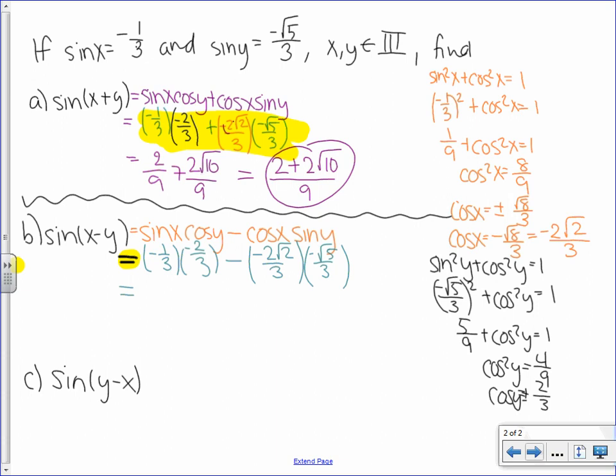So now we can just multiply. Negative 1 times negative 2 is positive 2. 3 times 3 is 9. Minus, and now I'm going to have the same thing. I'm going to have 2 times the square root of 10 all over 9. So now here I'm going to get 2 minus 2 times the square root of 10 all over 9. And there's my answer. I know it might seem kind of silly to plug all that in, but it's always good to show as much work as possible.